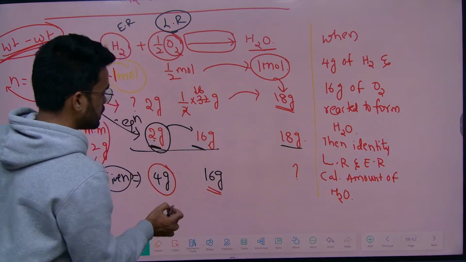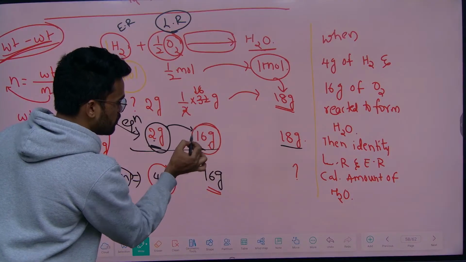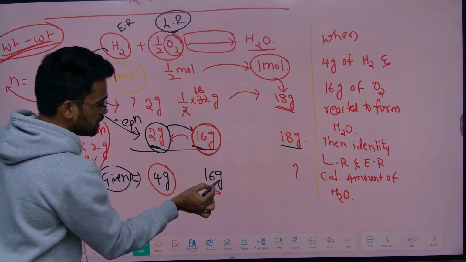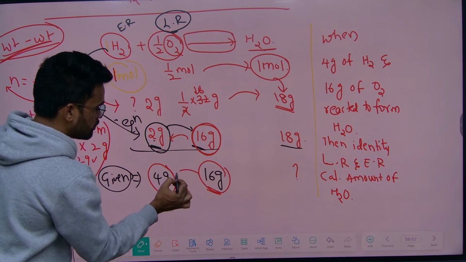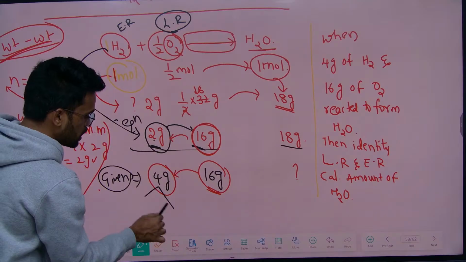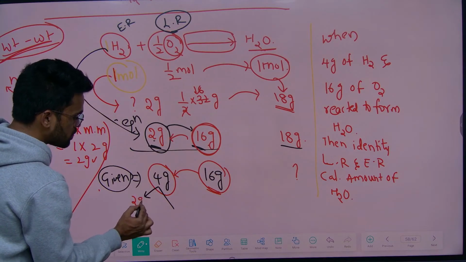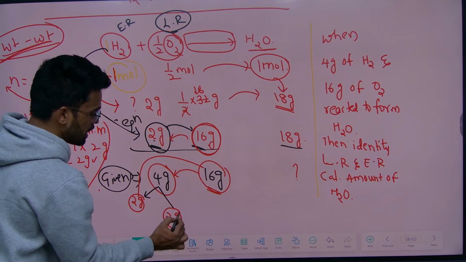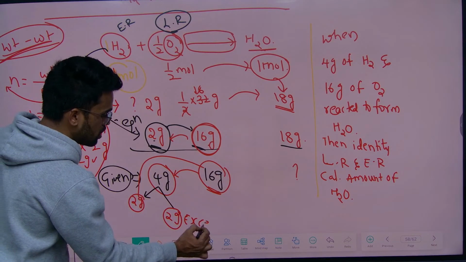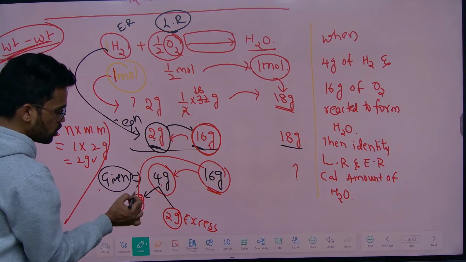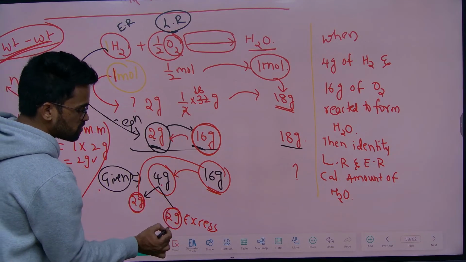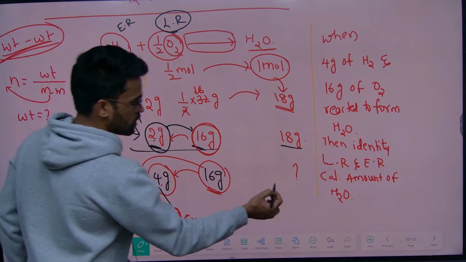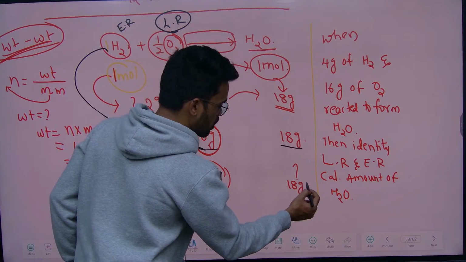See, for every 16 grams we required 2 grams only, but here for the given 16 grams they mentioned 4 grams. So it means out of 4 grams only 2 grams will be reacting with this oxygen and 2 grams remains excess. Out of 4 grams of hydrogen only 2 grams will react and 2 grams will remain excess. Now 16 plus 2. So what is the amount of product formed? 18 grams of water is formed.